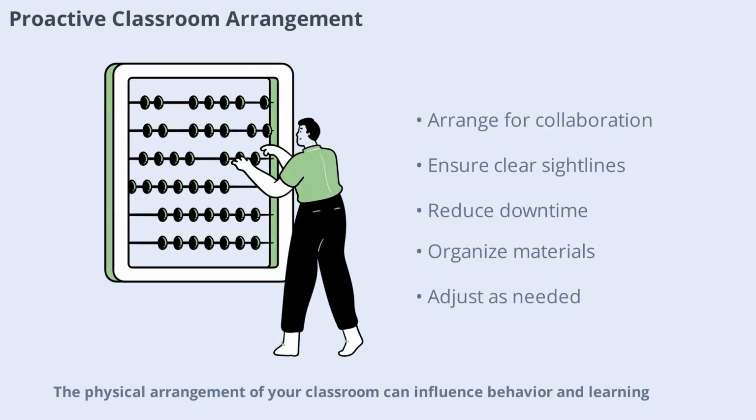The physical arrangement of your classroom can influence behavior and learning. Arrange desks and materials to promote collaboration, easy movement, and clear sightlines. Make sure you can see all students and they can see you. Keep frequently used materials accessible to reduce downtime. A well-organized classroom helps prevent disruptions and supports a positive learning environment. Don't be afraid to adjust the setup as needed to meet your students' needs.